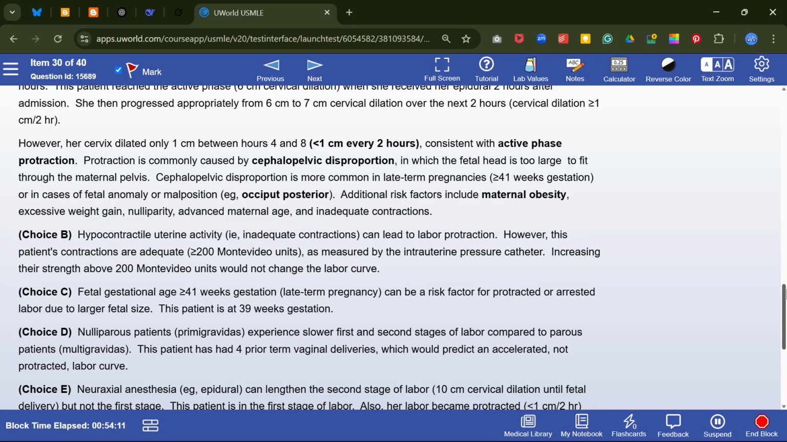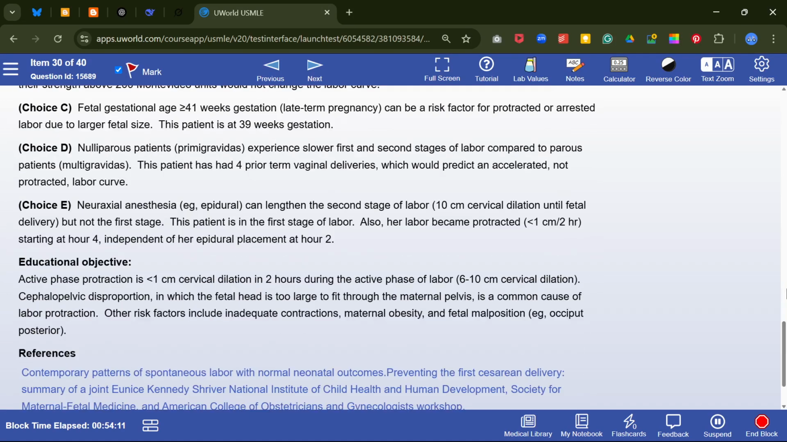This patient is at 39 weeks of gestation. Option D, nulliparous patients experience slower first or second stage of labor compared with parous, multigravida patients. This patient has 4 prior term vaginal deliveries, which would predict an accelerated, non-protracted labor. And option E, neuraxial anesthesia. Epidural can lengthen the second stage of labor, 10 centimeter dilatation until fetal delivery, but not the first stage.